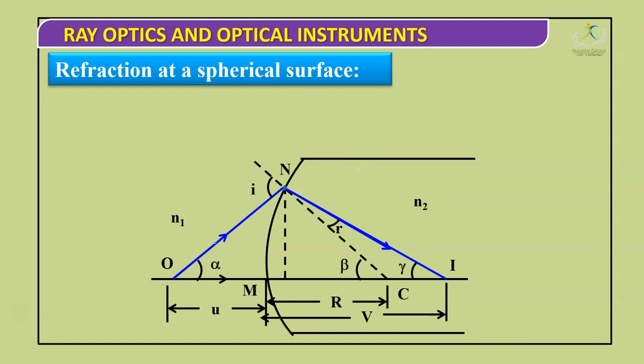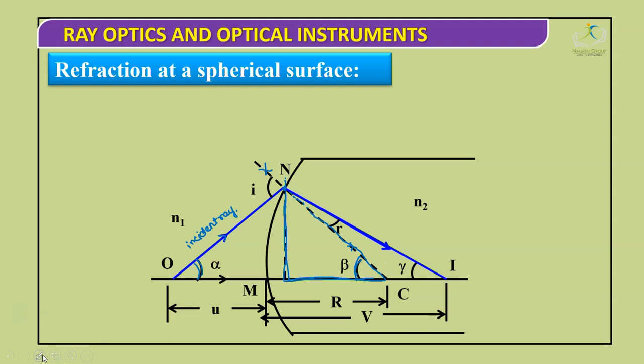From here I send an incident ray. This is the incident ray, and this is the normal. From the normal, it makes an angle alpha. Similarly, the normal at a point where the light rays retrace their own path is the centre of curvature C. From this point C, the ray makes an angle beta with the normal.